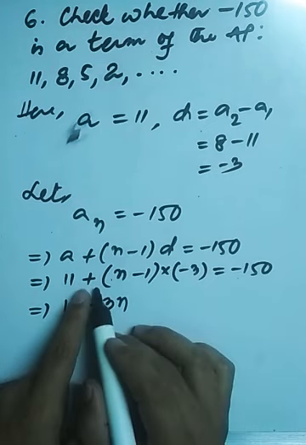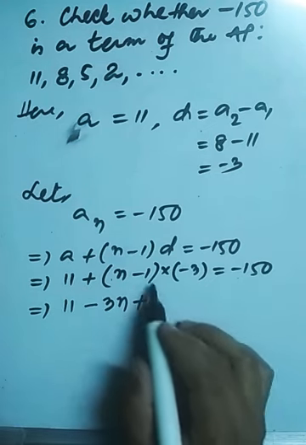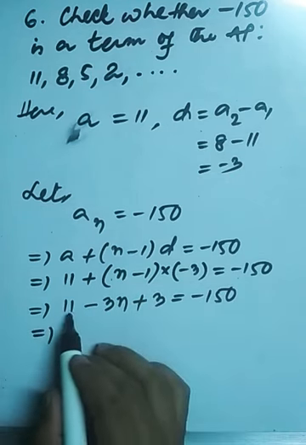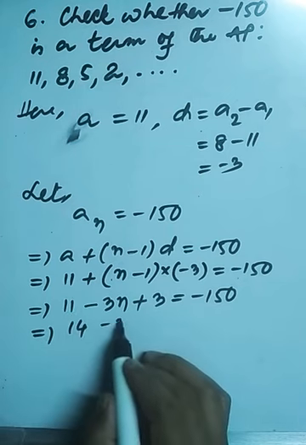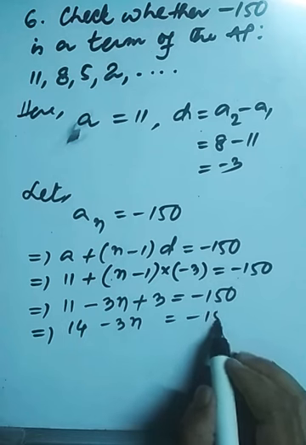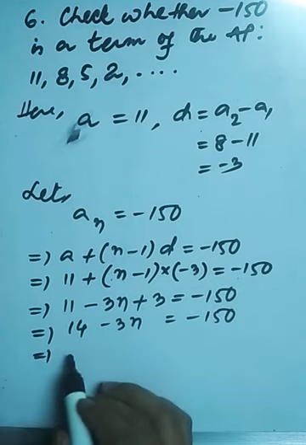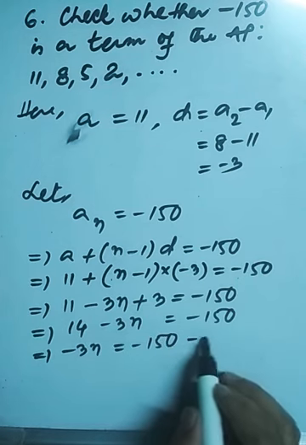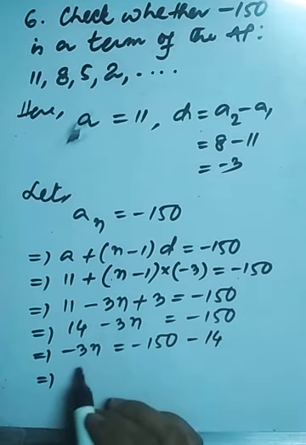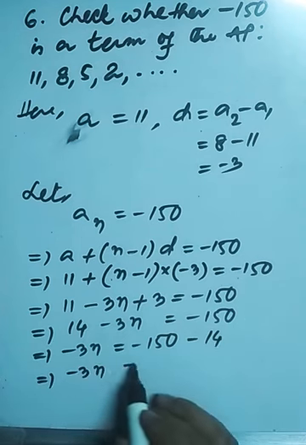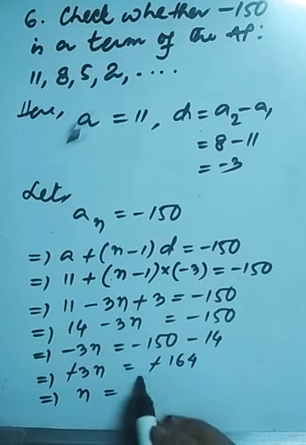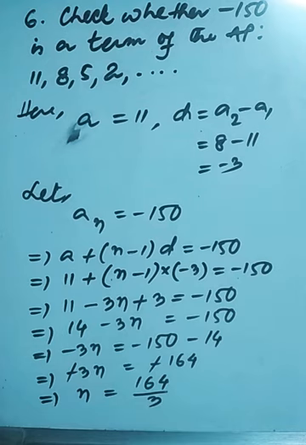Now we got there minus, minus into minus, plus 3, 1 will be 3, then here minus 150. So 11 plus 3 will be 14, minus thrice n will be how much? Minus 150. So here minus thrice n will be minus 150 minus 14. So minus thrice n will be minus 164. So I can cancel this minus and minus. So n will be 164 divided by 3.